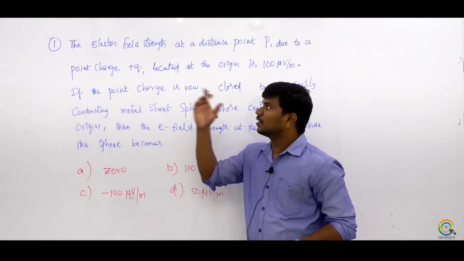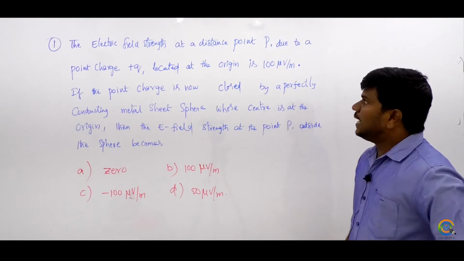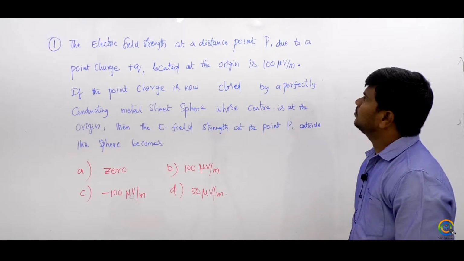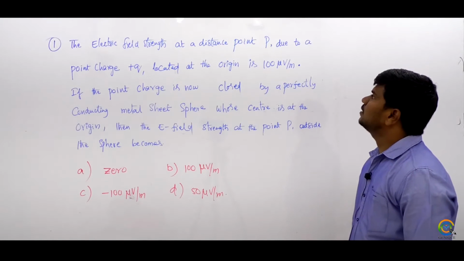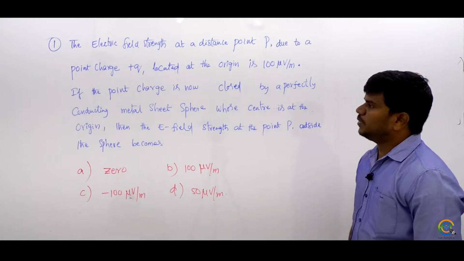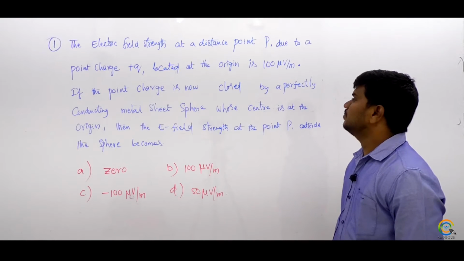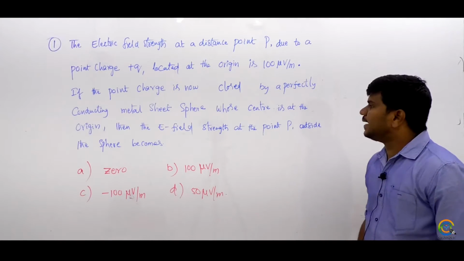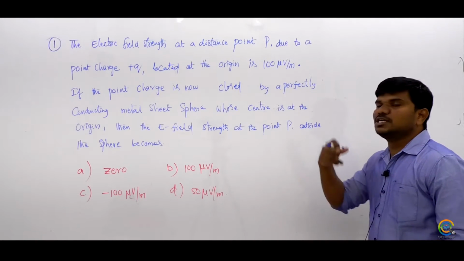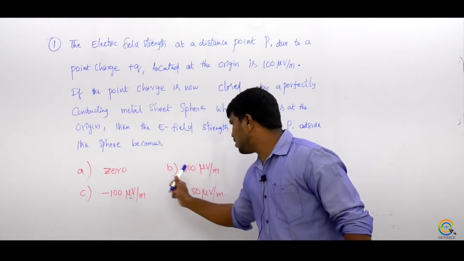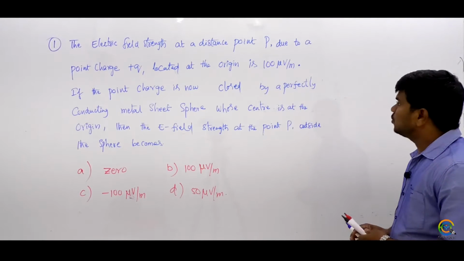Welcome to Genique. So observe this next question. The electric field strength at a distant point P due to a point charge plus Q located at the origin is 100 microvolts per meter. If the point charge is now enclosed by a perfectly conducting metal sheet sphere whose center is at the origin, then the electric field strength at the point P outside the sphere becomes, these are the options: A, 0; B, 100 microvolts per meter; C, minus 100 microvolts per meter; D, 50 microvolts per meter.